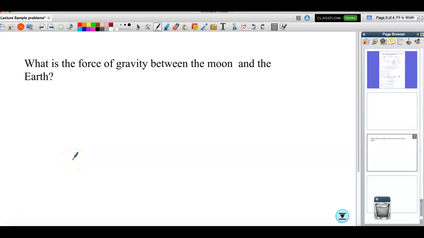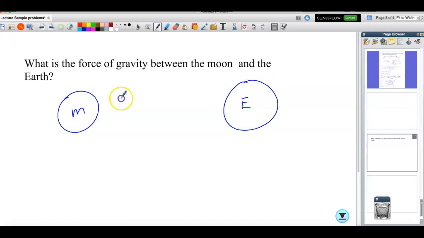How are we going to use Newton's universal law of gravitation? How do we do that? So let's look at this problem. We have the force of gravity. What is the force of gravity between the moon and the earth? So we have the moon, we have the earth, and we want to know what's the force between them. Okay, so what is that force?